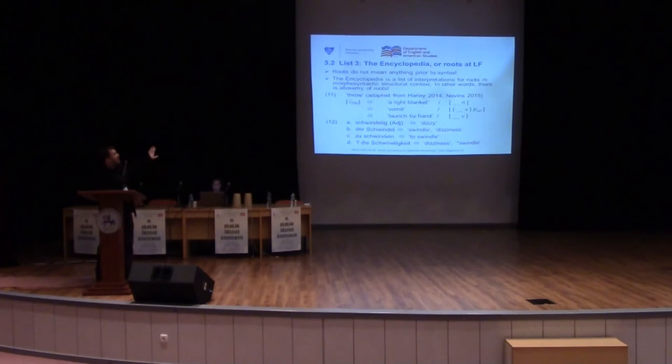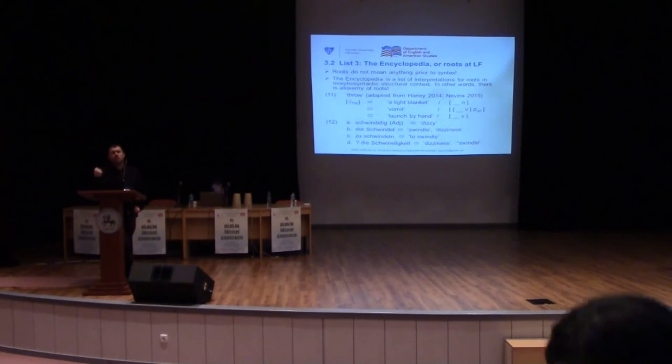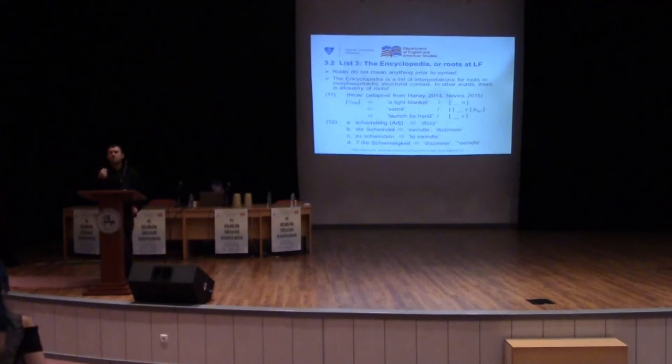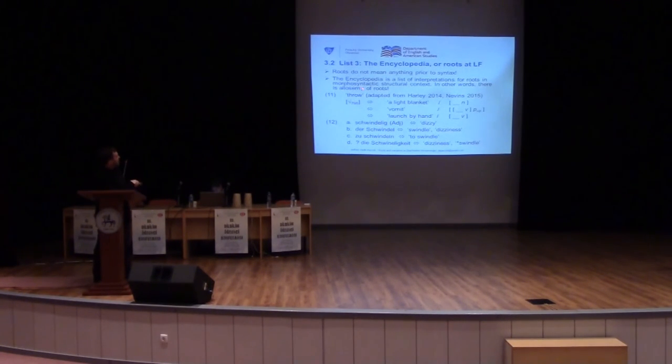So this brings us to list number three, the encyclopedia. The encyclopedia is a list of interpretations for roots. I'm going to assume that the grammatical features mean whatever they mean at LF. So grammatical features like plus minus singular have semantics, and when you send them to LF, that's their semantics. So I don't think we need to say anything extra. But the encyclopedia is a list of interpretations for roots, and those interpretations are only in a syntactic context. In other words, there's something called allosemy, allosemy of roots, analogous to allomorphy.